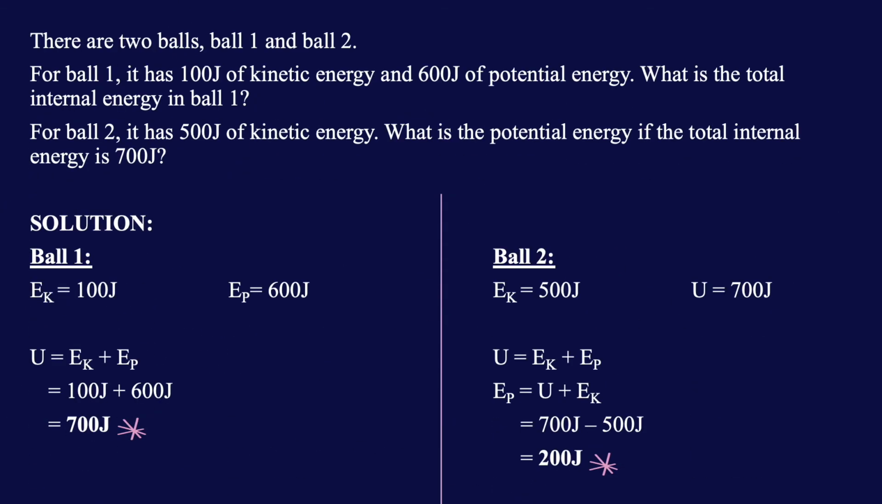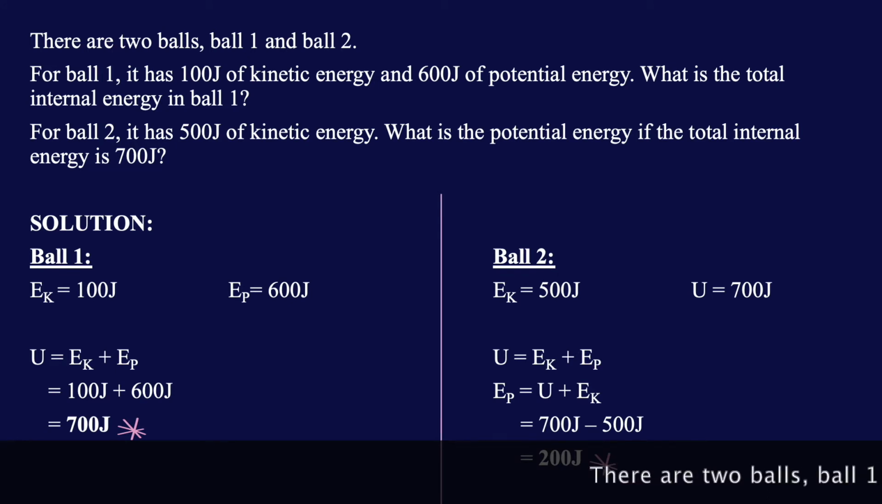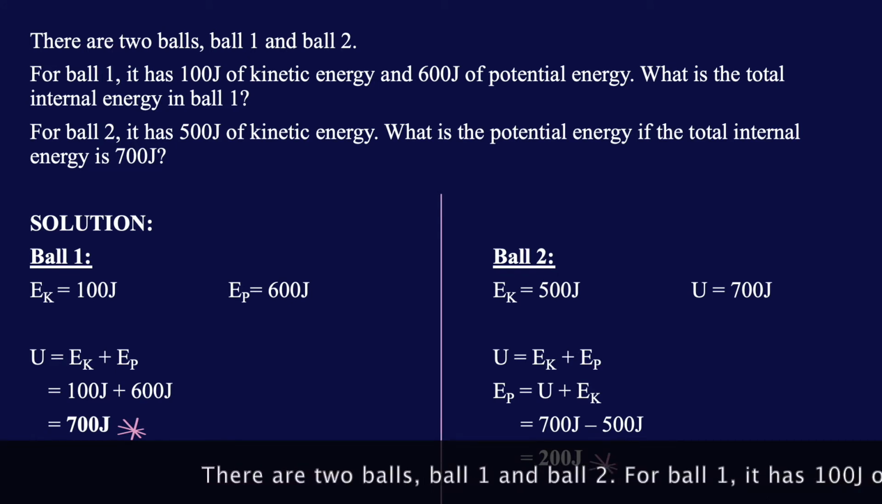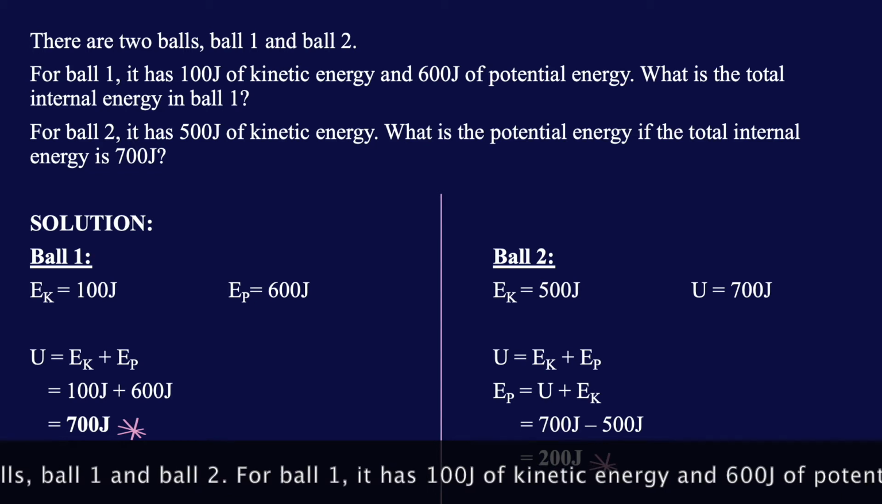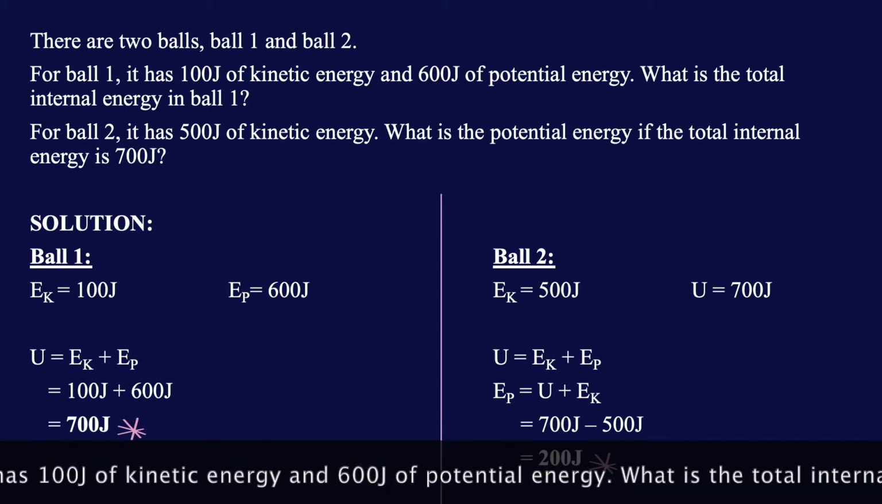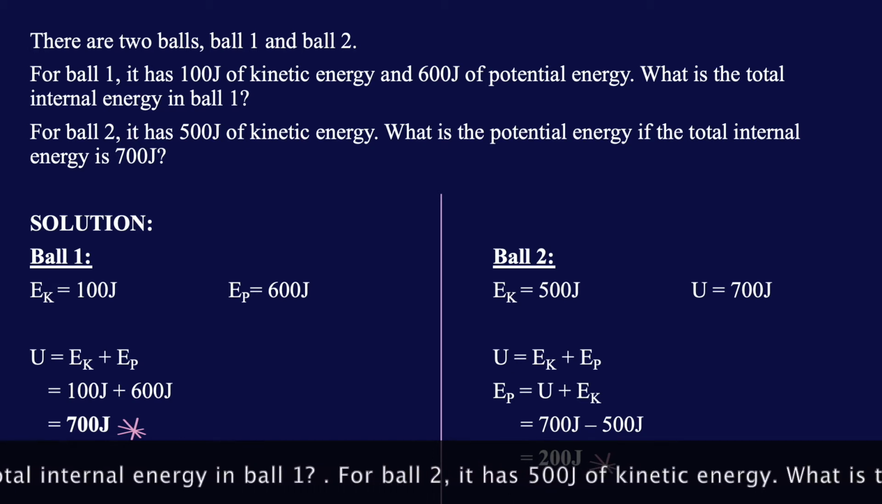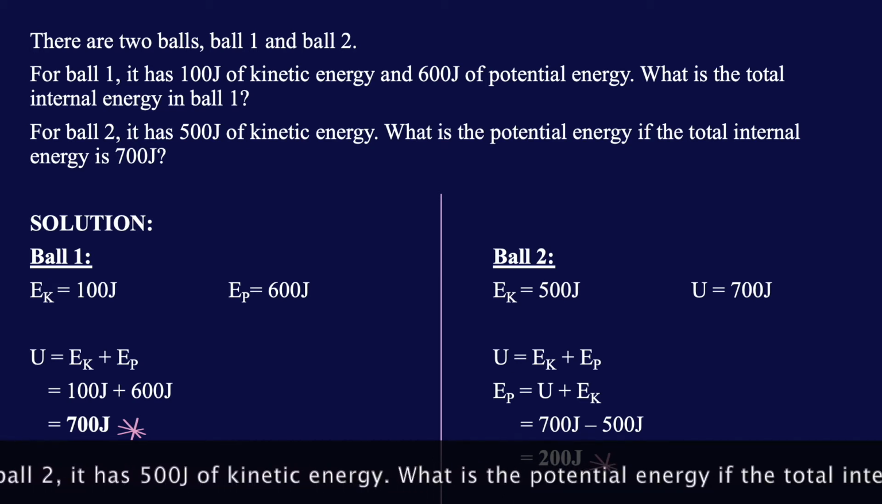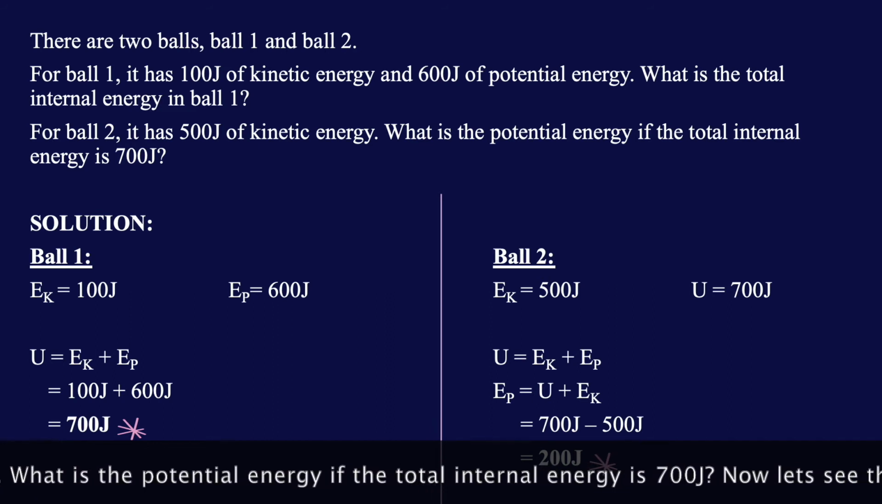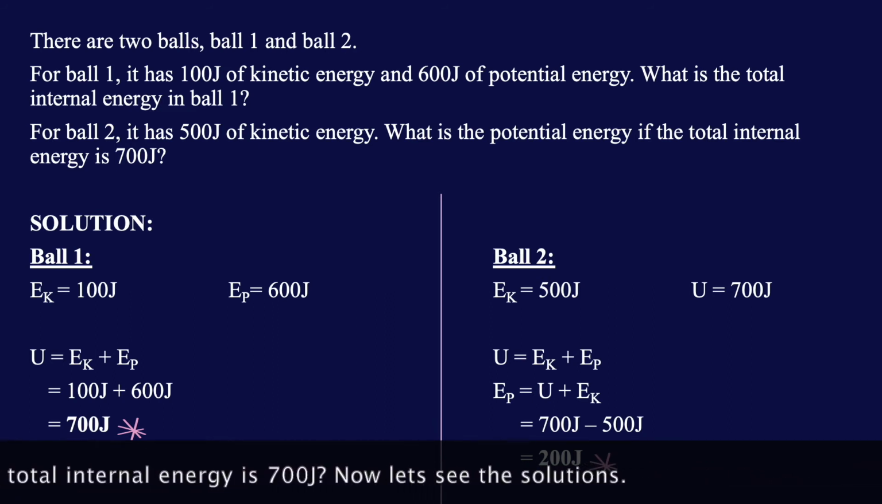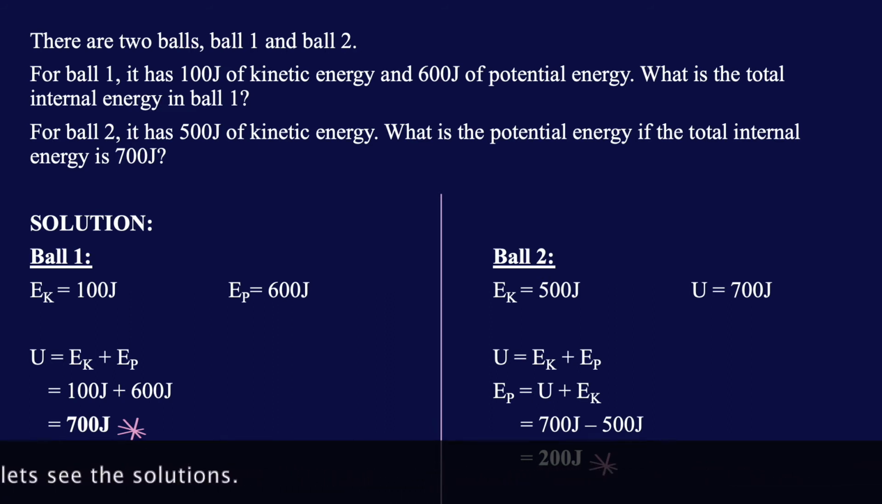There are two balls, ball 1 and ball 2. For ball 1, it has 100 joule of kinetic energy and 600 joule of potential energy. What is the total internal energy in ball 1? For ball 2, it has 500 joule of kinetic energy. What is the potential energy, if the total internal energy is 700 joule? Now let's see the solutions.